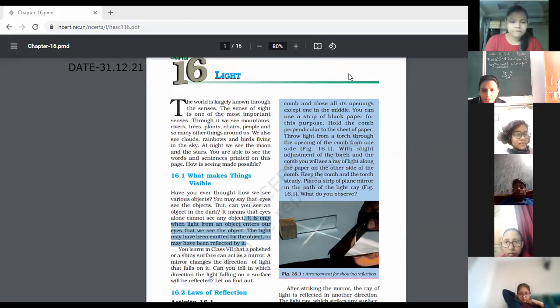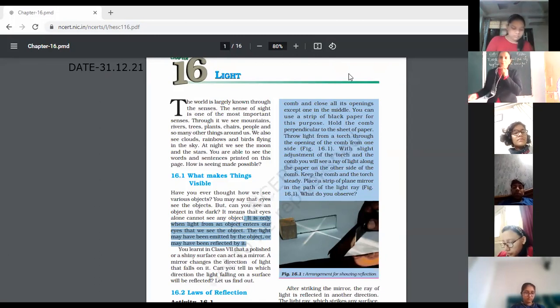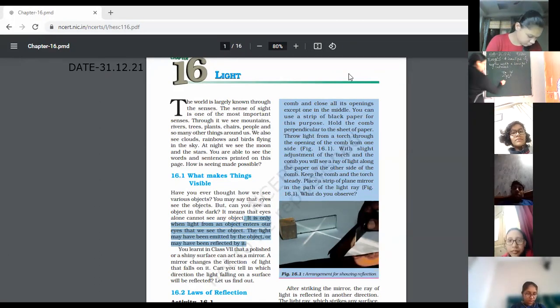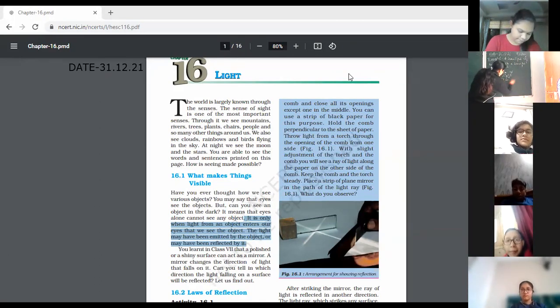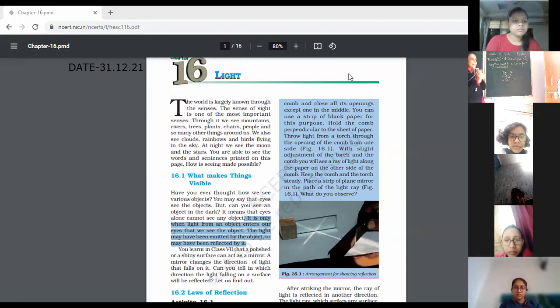Laws of reflection. So children, here are two laws of reflection. For the first law, first of all we need to study how light gets reflected. See, I have taken a mirror, and one surface of this mirror is painted. I'm taking only one ray of light.